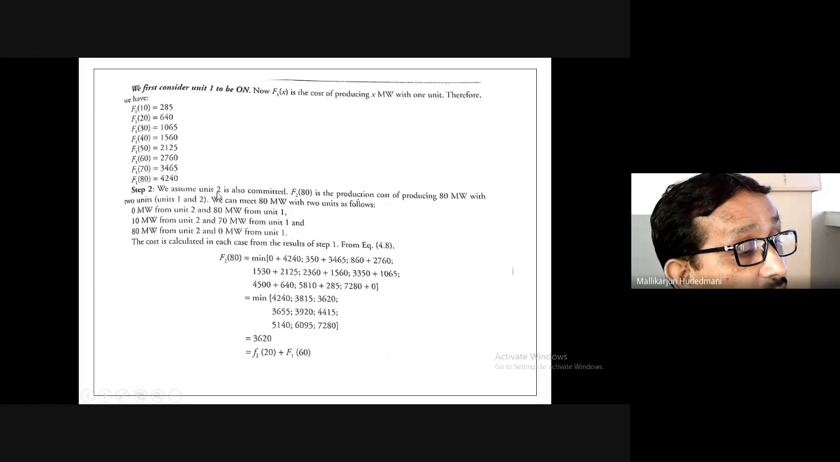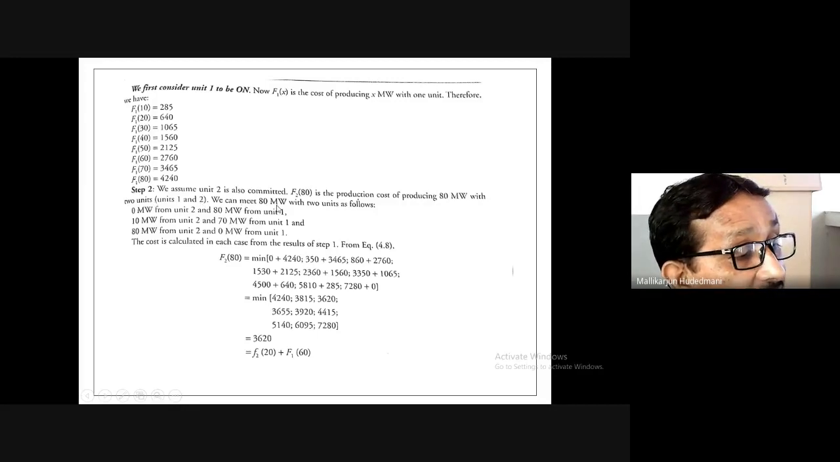Now, we assume that unit 2 is committed. See what this is? F2 80. I am trying to combine the second generator with the first generator decision for 80 megawatt. Now, it is not the responsibility of the first machine alone to generate 80. It is the responsibility of machine 1 and machine 2 together. This is a joint decision. F2 80, two units together 80. Then the production cost of producing 80 megawatt with units 1 and 2.